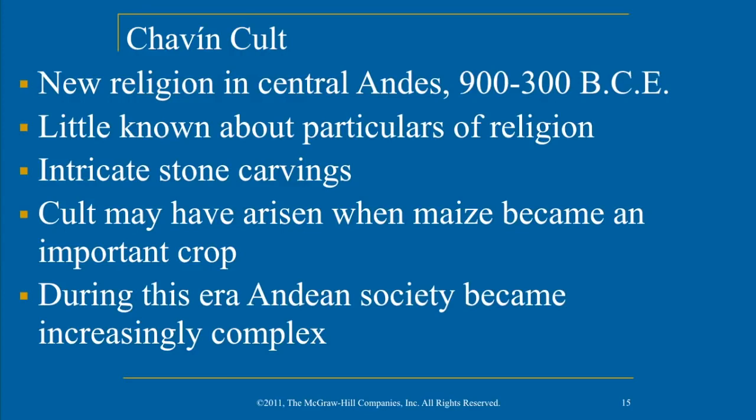Little is known about the particulars of the religion. We don't really understand it exactly. We don't even have evidence of what its true name was. We just know that its city was named Chavín de Huantar, and we know that they were very focused on art. And so some of the evidence of that is that there's elaborate weavings, elaborate stone carvings.